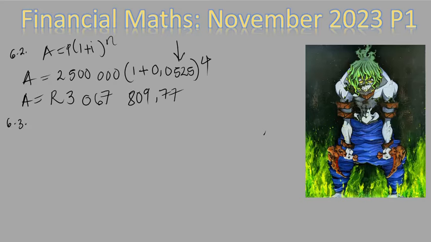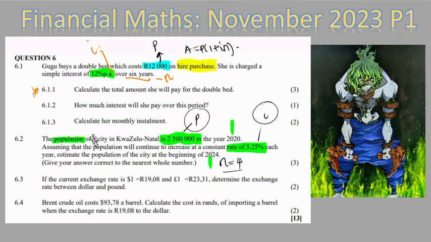Now 6.3. Let me see. It says if the current exchange rate is $1 is equal to 19.08 and £1 is equal to 23.31, determine the exchange rate between the dollar and the pound. An interesting question to have. A very interesting question to have.